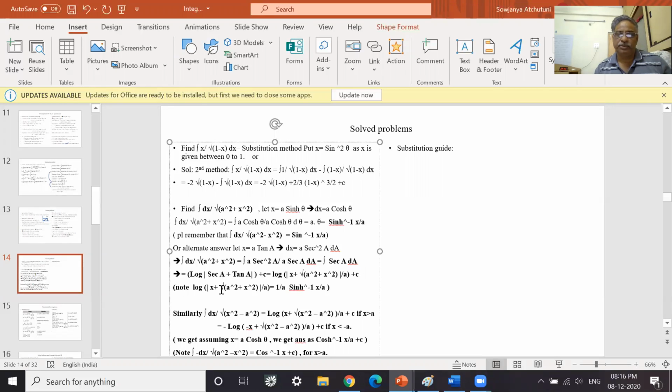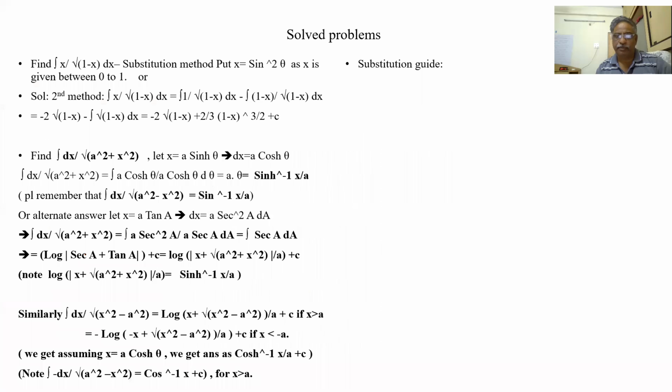Both are correct. So this is log of x plus square root of a square plus x square by a, or 1 by a sin h inverse x by a. Similarly, dx by square root of x square minus a square means cos h inverse x by a. Dx by square root of x square minus a square. Here we put log of x plus square root of x square minus a square by a plus c, if x is greater than a.